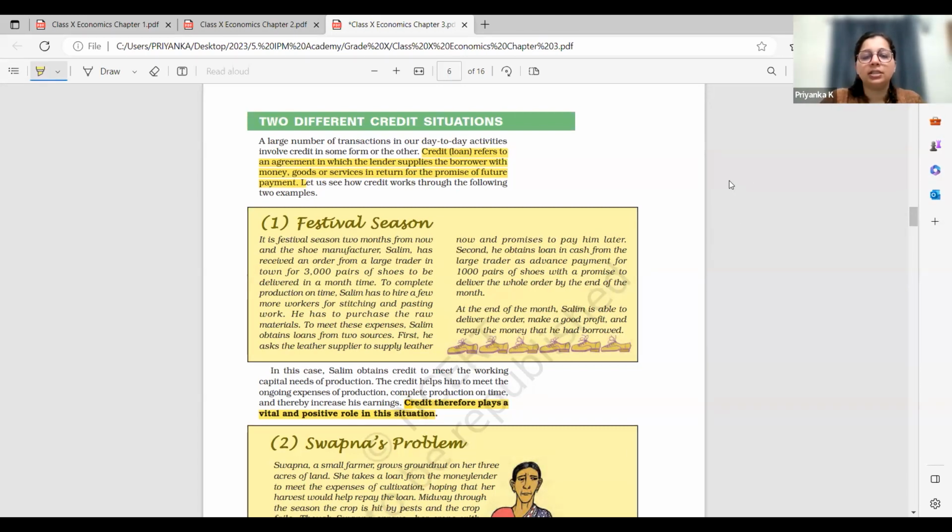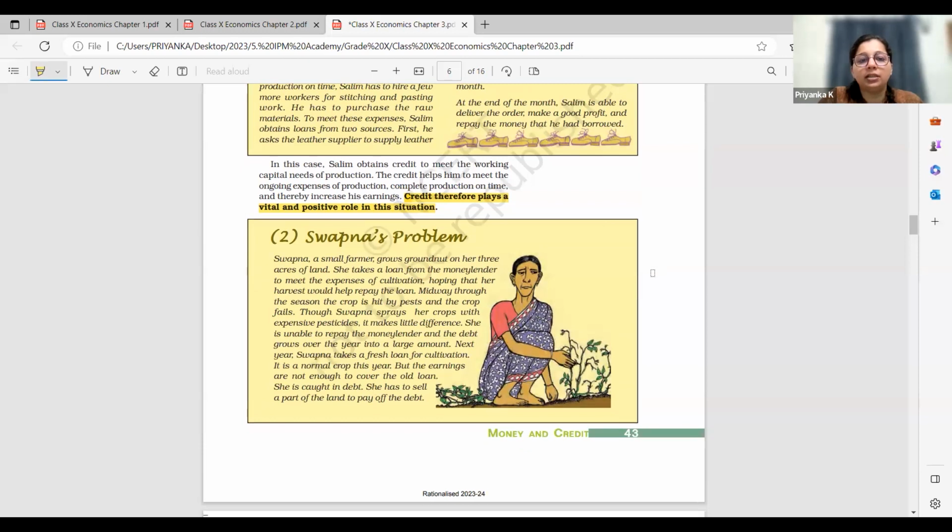So credit acts in a positive as well as a negative manner in a society, and utilization of credit in the best possible manner is important for people in every society. Whenever we as individuals go to take credit from money lenders or from banking institutions, we should be able to guarantee that we are using it in a positive way and not in a negative way. But for communities like the agricultural sector, like in the case of Swapna, it is unpredictable.